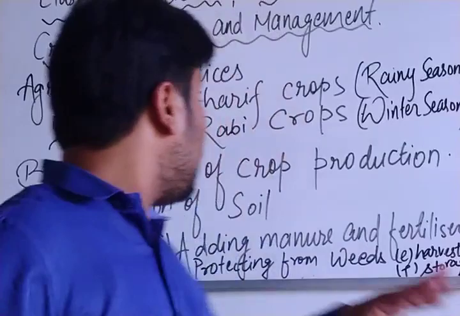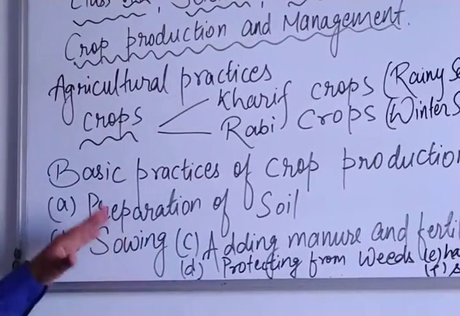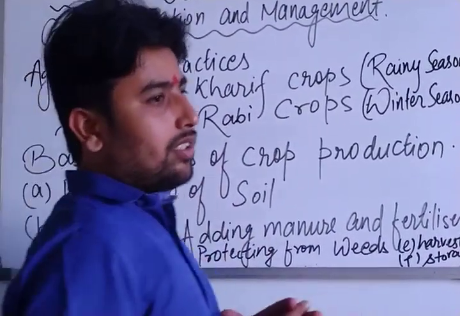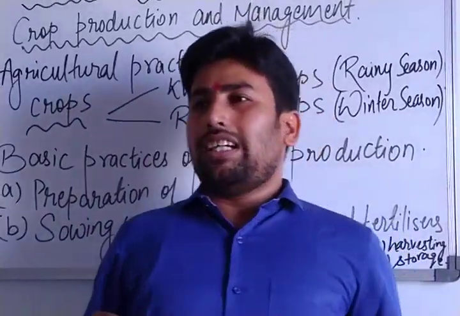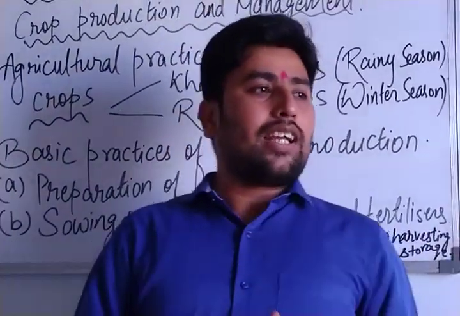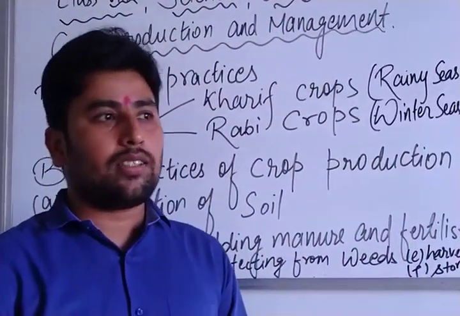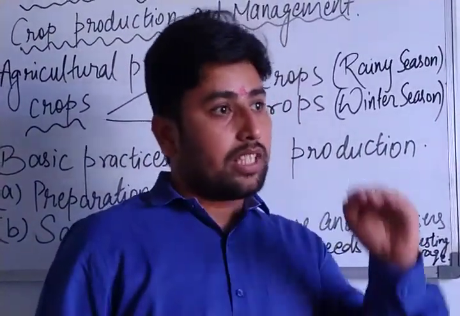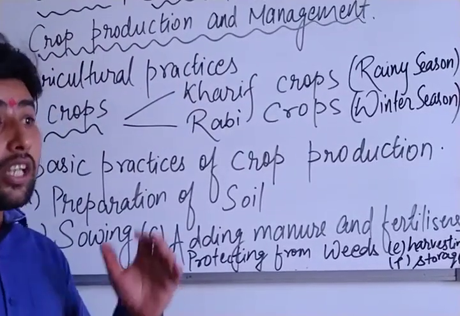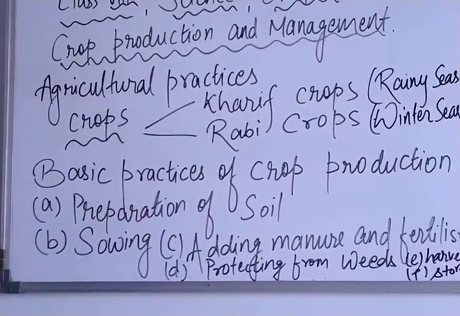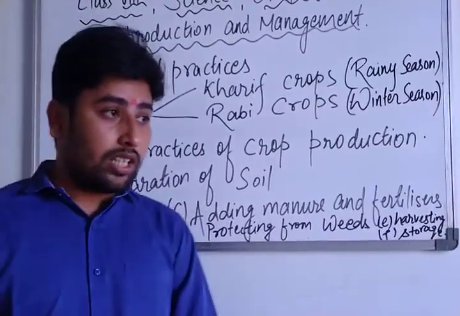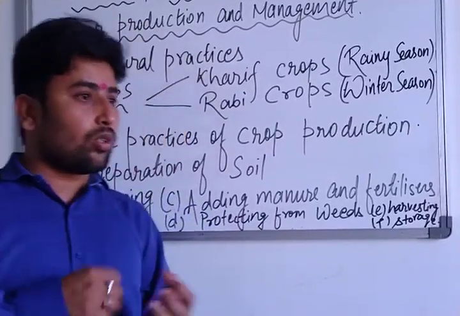Now, after getting this information about kharif and rabi crops, first of all you should know the basic practices of crop production. Preparation of soil. Remember, dear students, you can't directly put any seed in the soil and expect it to grow and give you crop production. It's not possible. Before sowing the seeds, we must prepare the soil. How will you prepare it? By plowing the soil.